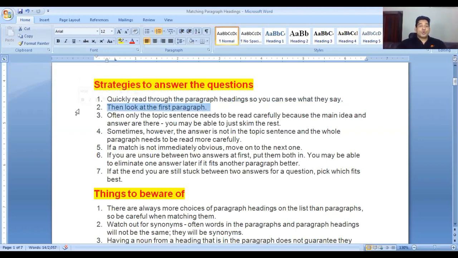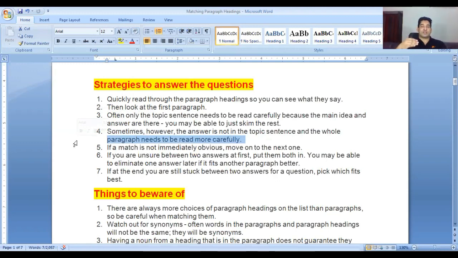Second, you then look at the first paragraph. Third, often only the topic sentences need to be read carefully because the main idea and the answers are there. You may be able to just skim the rest. Number 4, sometimes, however, the answer is not in the topic sentence and the whole paragraph needs to be read more carefully.